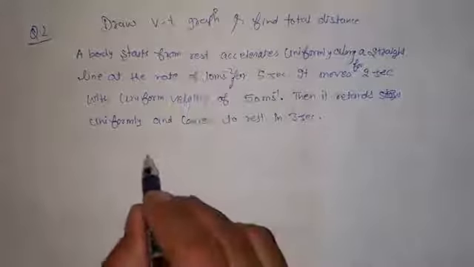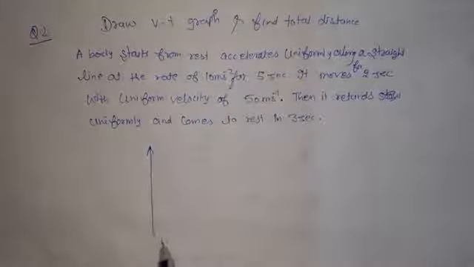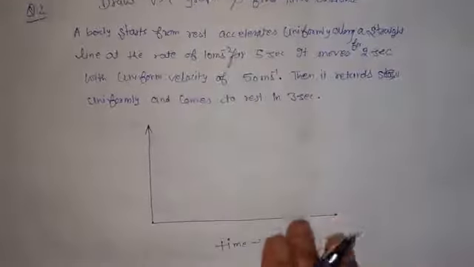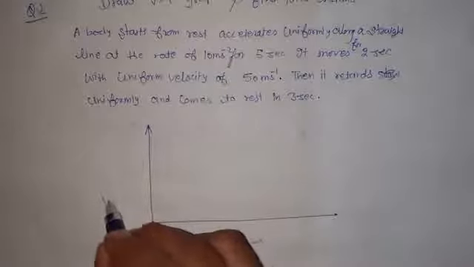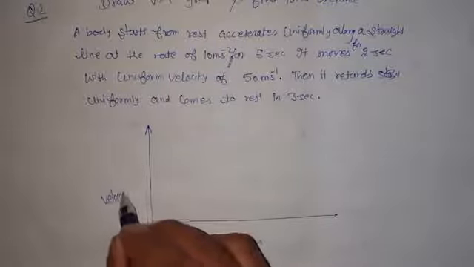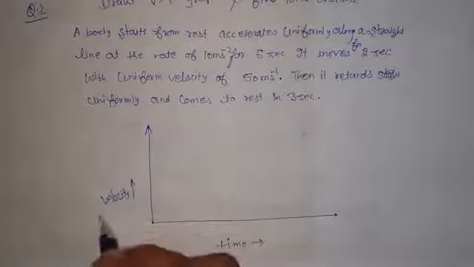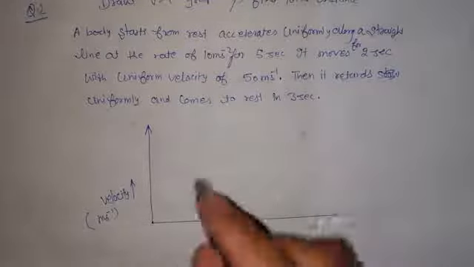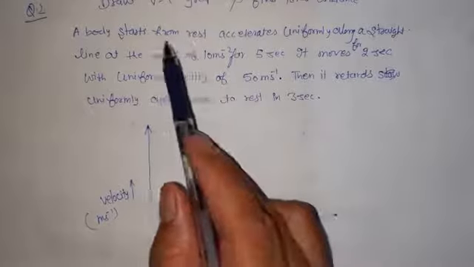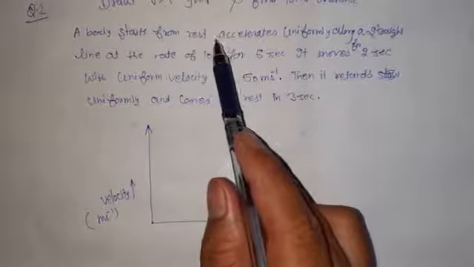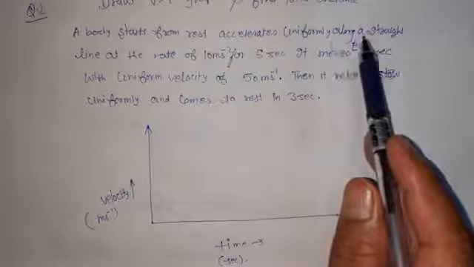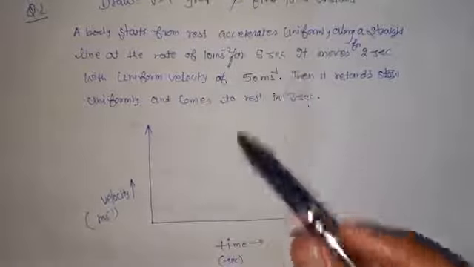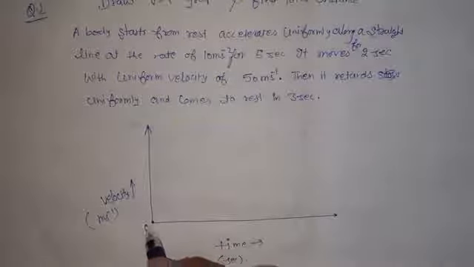Okay, so what we have to do is make a velocity-time graph. So initially I am going to consider that on this side we have time and on this side we are taking velocity. Okay, so it is on the vertical axis, velocity in meters per second, while time is taken in seconds. Now it is said that the body starts from rest and accelerates uniformly along a straight line at the rate of 10 meters per second squared for 5 seconds. Okay, so this origin came to us.